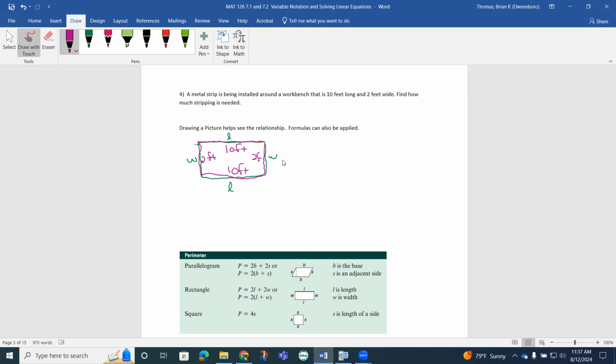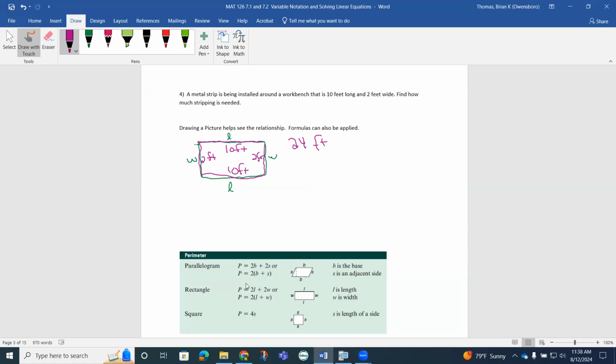So if I add all those numbers together, I can pick up on 2 feet, then 10 and 10, and it's 20, 22, 24. So I would need 24 feet of stripping. So 24 would be my answer to this problem. So that's drawing out the picture and using the facts given to help us find the missing answer, which is the distance around.